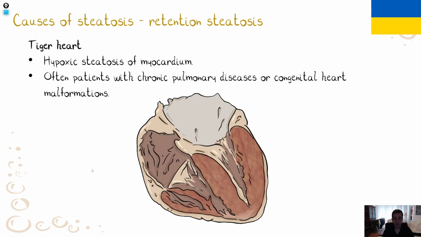Also, the heart can be affected by hypoxic steatosis. It is not so common. It is less usual. You can see it in patients with chronic pulmonary diseases or congenital heart malformations. In case of steatosis of myocardium, you can see layers of myocardium which are more pale and more yellow, which are affected by steatosis, and then layers that are more brown, which are less affected by steatosis. And this layering of the myocardium resembles the skin of the tiger. So that's why such a heart is called tiger heart. And tiger heart means hypoxic steatosis of myocardium.